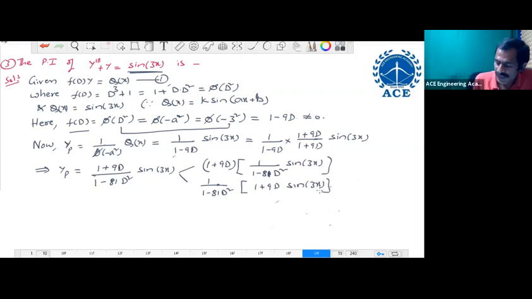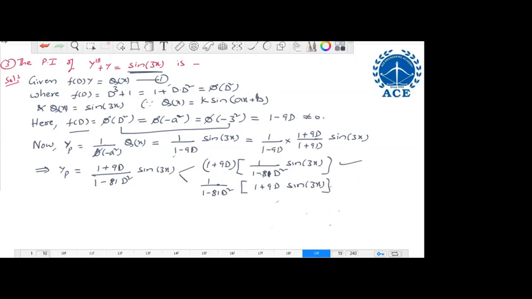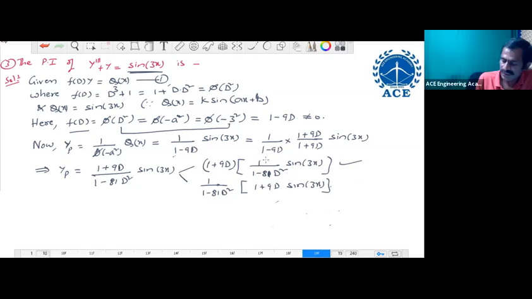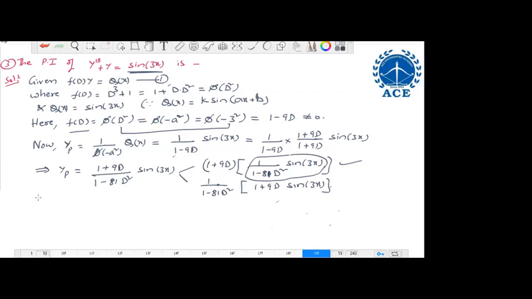Whatever you choose, we get the same answer only. Let us choose the first one. First, we operate the 1 by (1 minus 81 D square) on this. It is the same as the previous problem, the sine trigonometry case. Just replace D square with minus a square and check whether it is not equal to 0. This is not equal to 0. Directly we write the value.